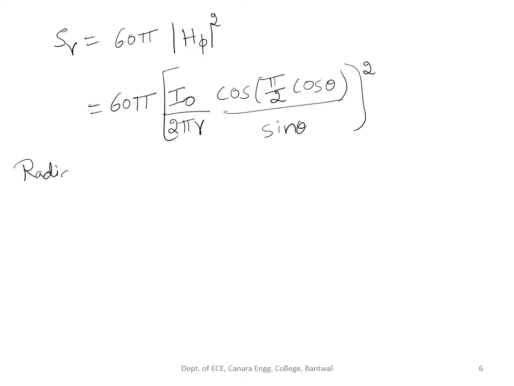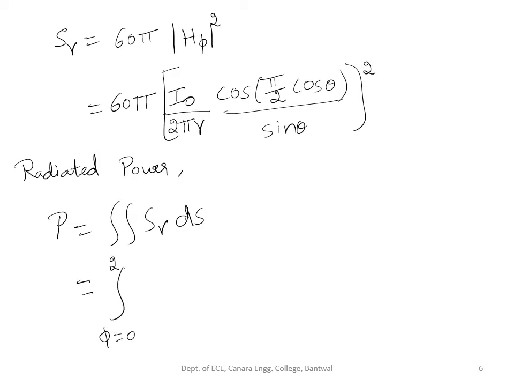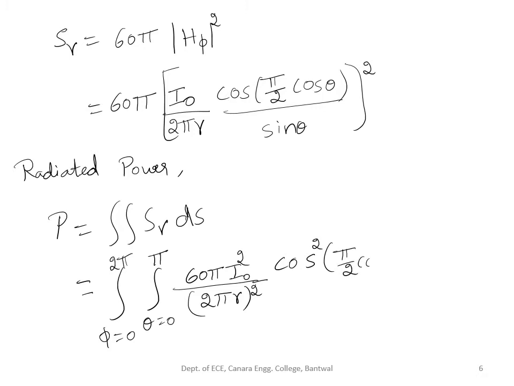Radiated power is given by the integral of the radial component of the Poynting vector over the sphere, which is equal to phi equal to 0 to 2 pi, theta equal to 0 to pi, S R is 60 pi I naught square divided by 2 pi r whole square, cos square of pi by 2 cos theta divided by sin square theta, into dS, that is r square sin theta d theta d phi.